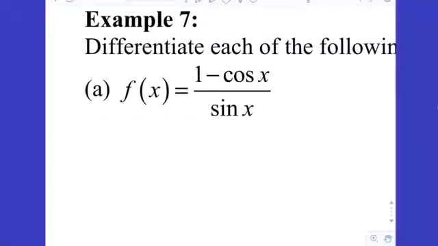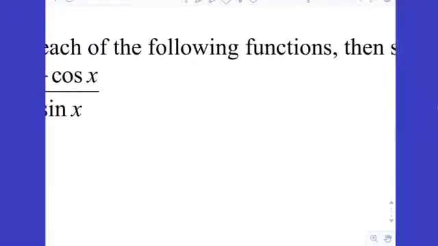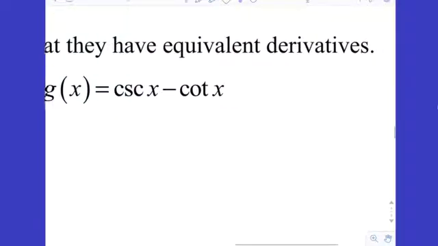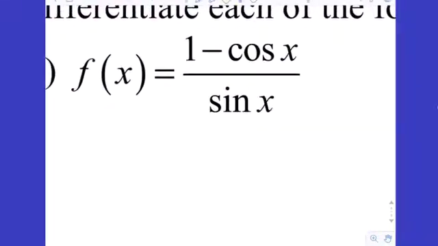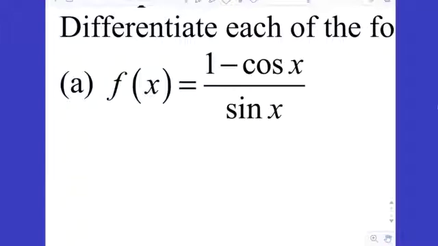All right, example 7. It says differentiate each of the following functions and then show they have equivalent derivatives. Walking up to this one, you see 1 minus cosine over sine. Our mantra now is simplify early and often. Can I call 1 minus cosine of x sine of x and then divide out the sine of x's and say it's 1? No, because that only works if it's 1 minus cosine squared, and then I have to call it sine squared. So I think I'll just jump in and take the derivative using the Hodie-High rule.